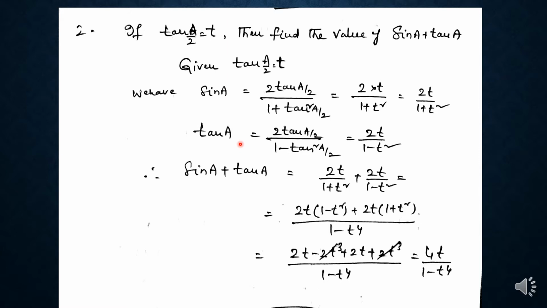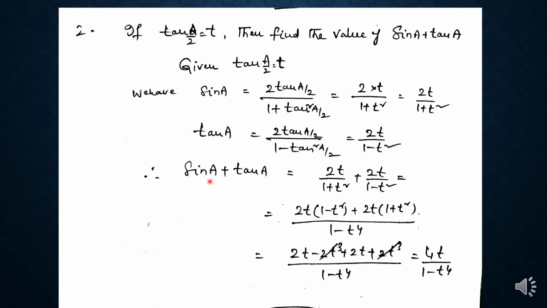Similarly, what is tan a? We have tan 2a is equal to 2 tan a by 1 minus tan square a, and tan a in submultiple form is equal to 2 tan a by 2 by 1 minus tan square a by 2. By substituting tan a by 2 is equal to t, we will get 2 into t by 1 minus tan a by 2 is equal to t, that is t square, 2t by 1 minus t square. Thus we got sin a is equal to 2t by 1 plus t square and tan a is equal to 2t by 1 minus t square.